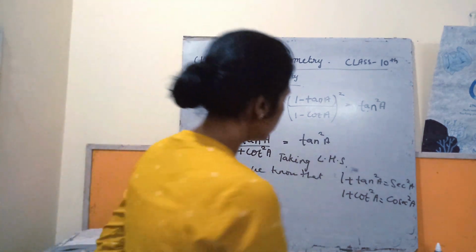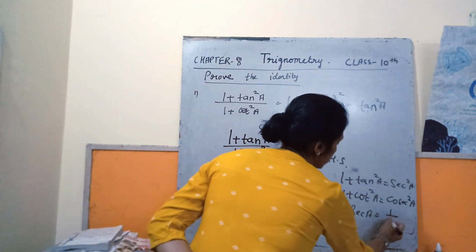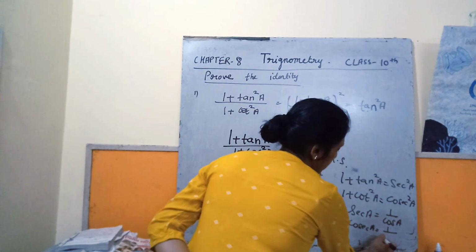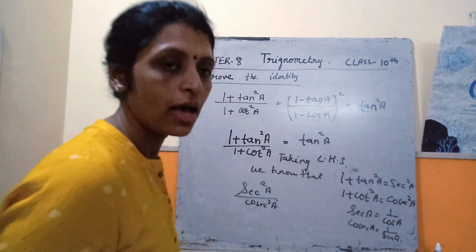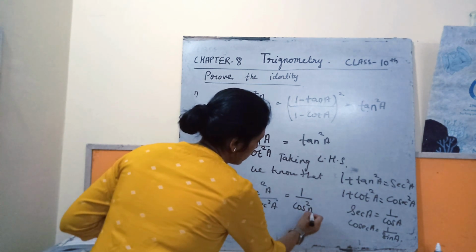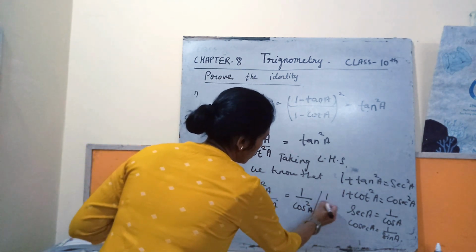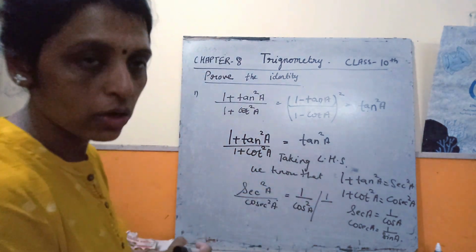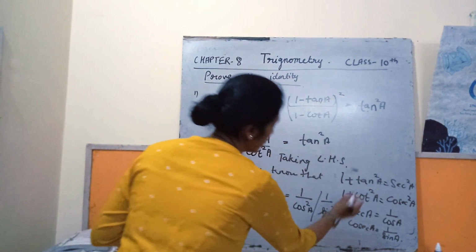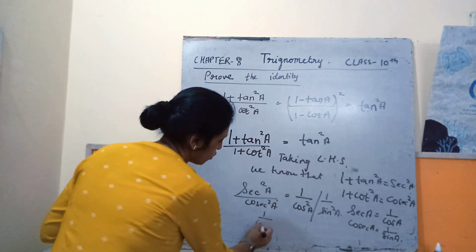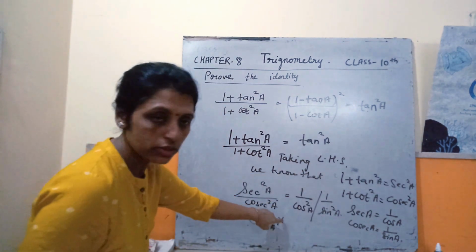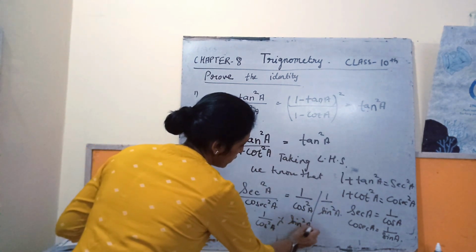And we know that sec A can be written as 1 by cos A and cosec A can be written as 1 upon sin A. And as it is in square, we can write it as 1 upon cos square A divided by 1 upon sin square A, since it is cosec square A. When we write its reciprocal, the division sign changes to multiplication. We get the reciprocal as sin square A upon 1.